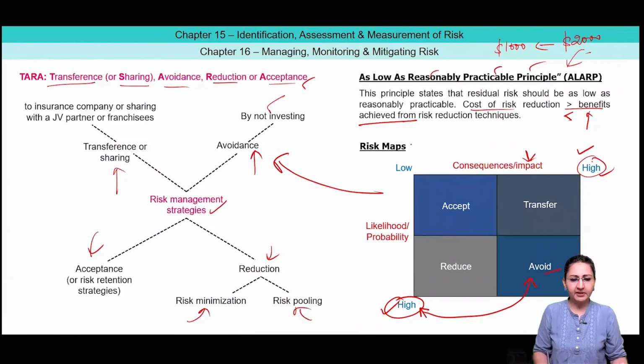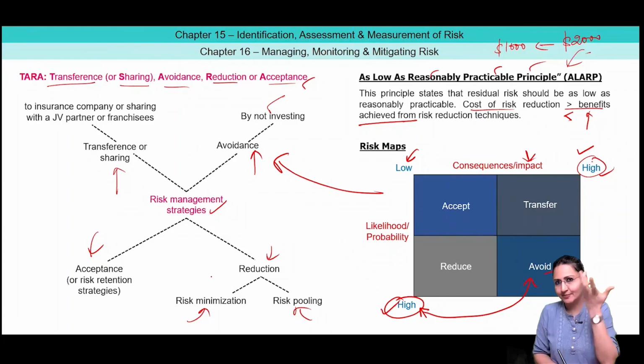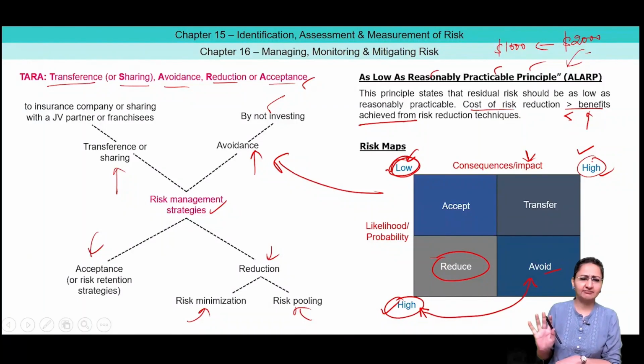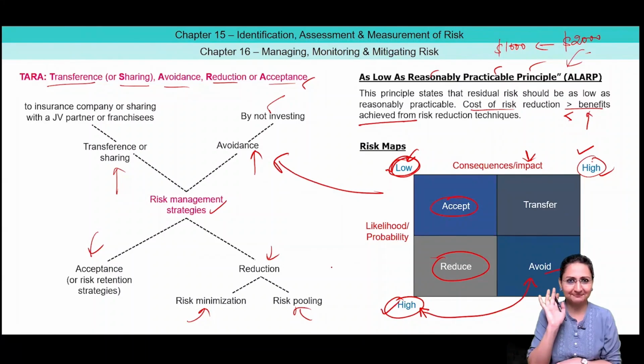Now let's take another project. Chances are very high that this project will bring a loss, but the loss is very small. Try to reduce it. Then there are very low chances that a loss will happen, and even if it happens, the loss amount is very nominal. Accept such a risk, accept such a project.